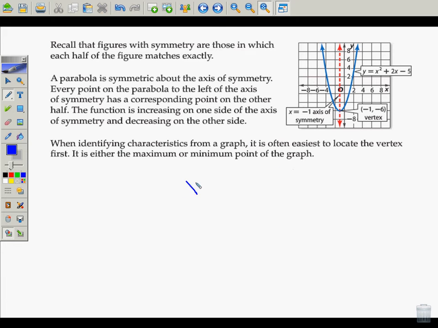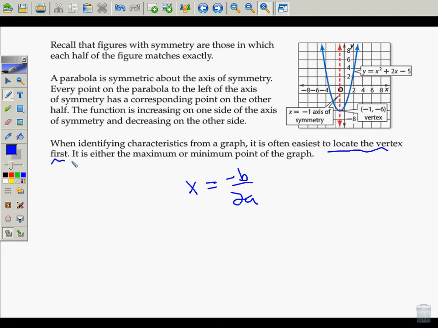We can use our formula x equals negative b over 2a that we put a star by earlier. And if I know the axis of symmetry, then I know what the vertex is. I know the x value of the vertex because the axis of symmetry always goes through the vertex. Okay? And once we locate the vertex, we can go from there.